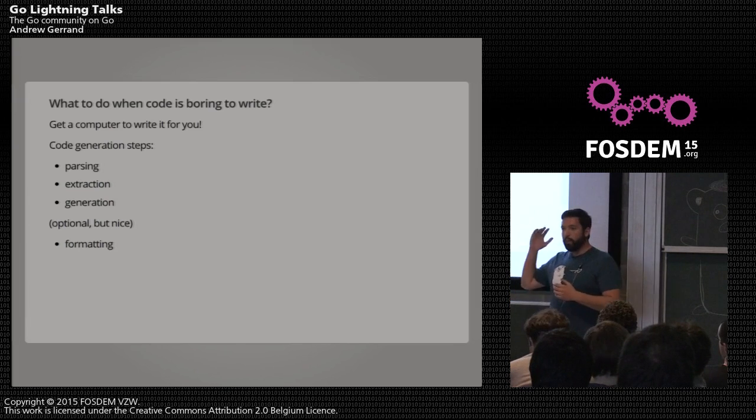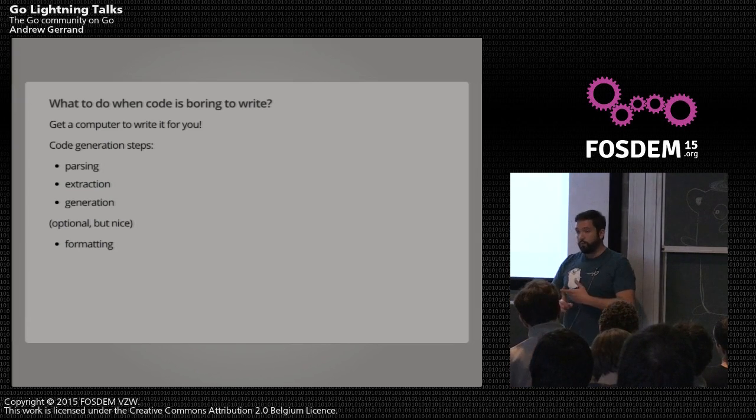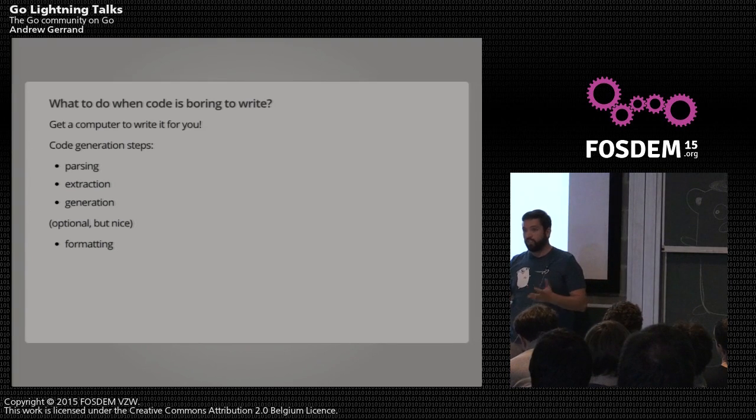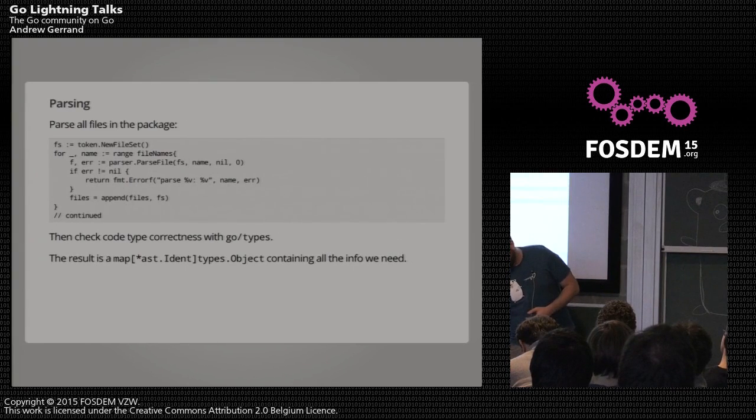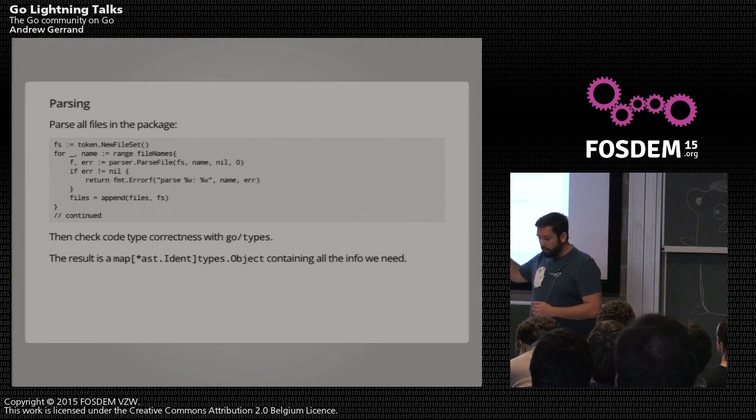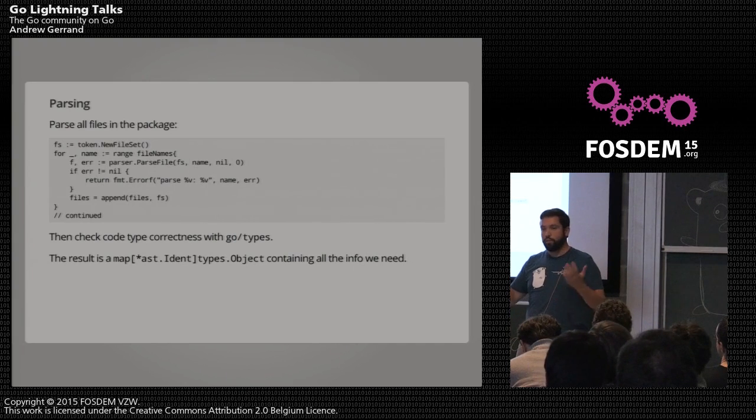And what I did was I parse the code. I do the extraction, so I extract what the values are that I want to generate and so on. Then I actually generate the code. And at the end, I format it, which turns out to be super easy because gofumpt is a library. So the parsing, I'm not going to get into details, but basically you get a bunch of files and you extract information from them.